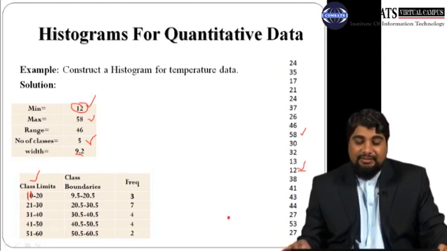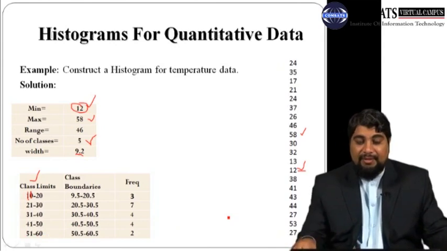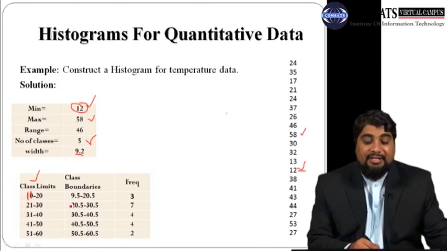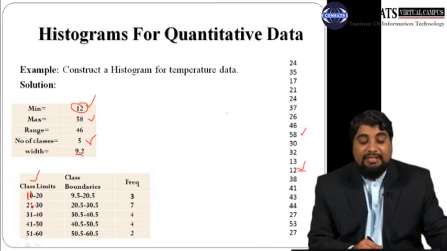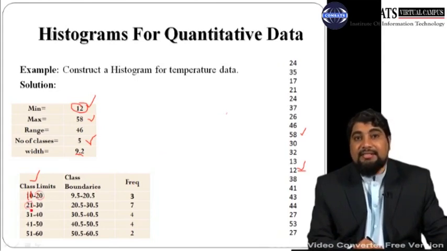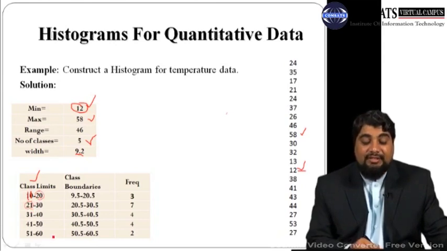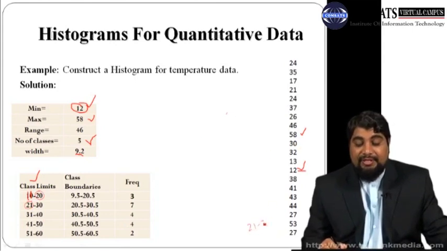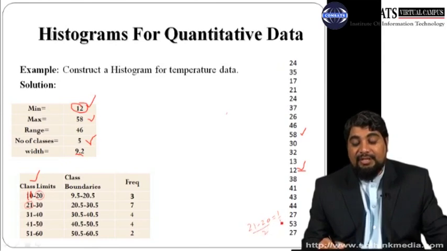So remember that in order to construct a histogram, we need to calculate class boundaries. In order to calculate class boundaries, just take the difference of the lowest boundary of the second class and the highest class limit of the first class. So just take the difference. So it is 21 minus 20, which is actually 1. So divide this difference by 2. So 1 by 2 is 0.5.